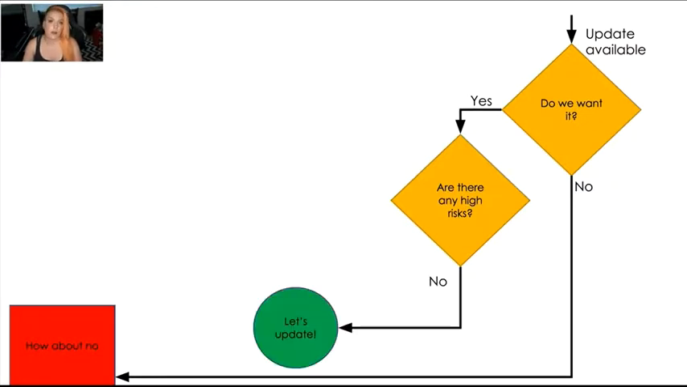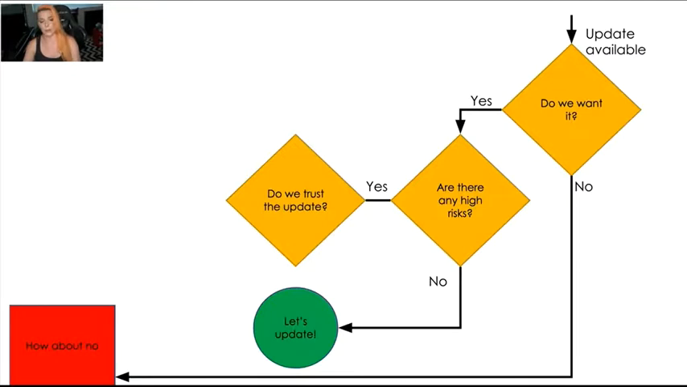If there are risks, we don't say no immediately. We ask if we trust the update. Now, this one is a little bit harder. There aren't really a lot of companies or vendors that we just kind of blindly trust, but in the early 2010s, we did tend to blindly trust Apple, so I will use them as an example.